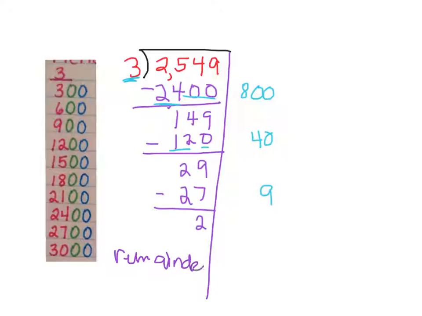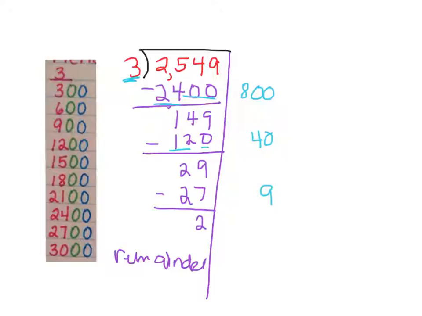It shows that 2,549 is not evenly divisible by 3. So we'll get to how to record that in just a moment. But as long as this number that's left is less than the divisor, then it's a remainder. If it's equal to the divisor, I can take another group. If it's more than the divisor, I can find a friendly number and take a group.